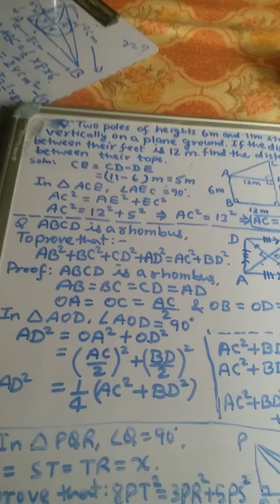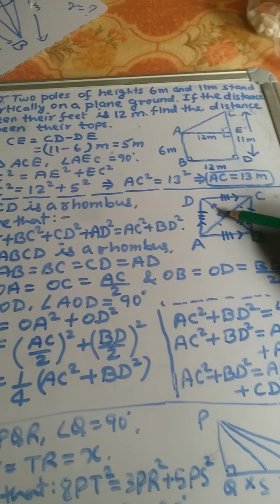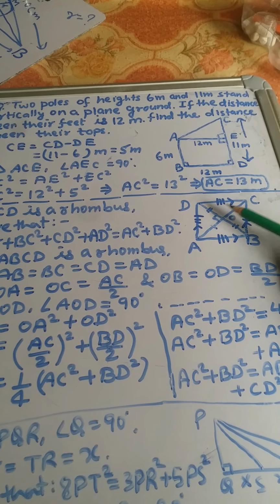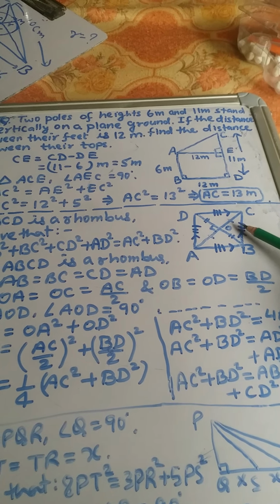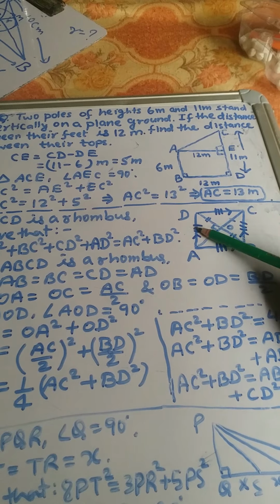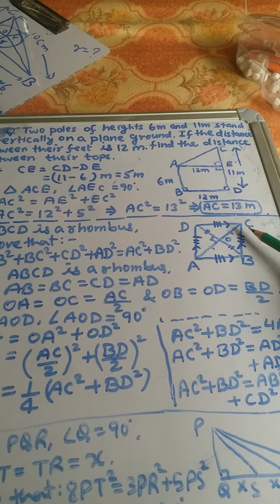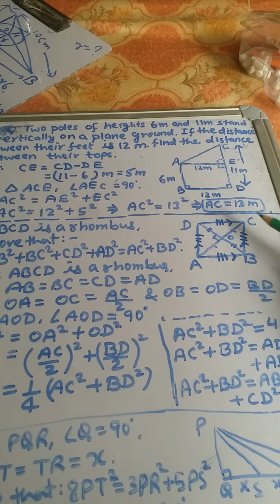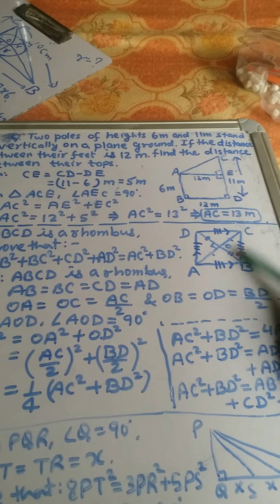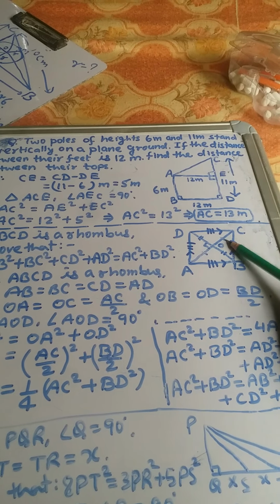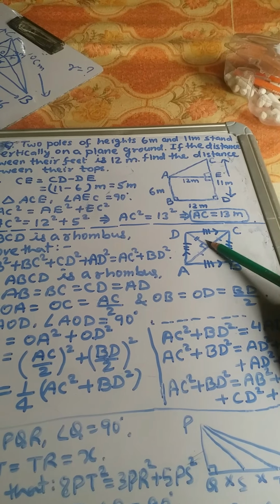Now think in your mind, if you go with triangle AOD, we can get the first relations. OD is half of BD and OA is half of AC. As we know, AD equals DC equals BC equals AB, so in place of AB, BC, CD we can write AD, because all sides of a rhombus are equal. The diagonals bisect each other at 90 degrees. That means OA equals OC and OD equals OB, and each of these angles is 90 degrees.